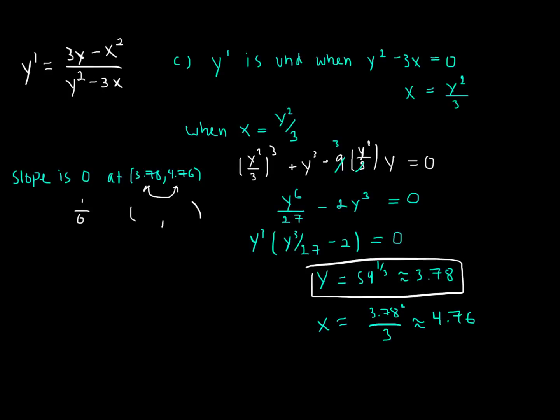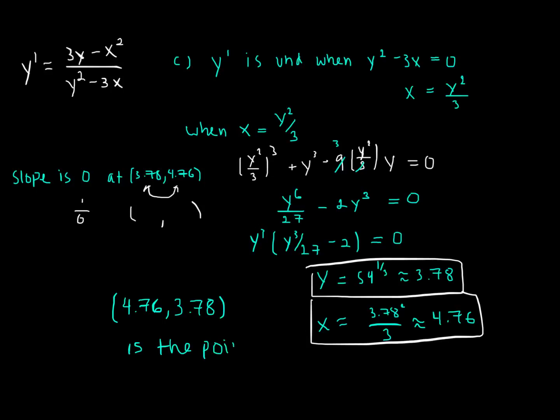So the point where the tangent is vertical is exactly the opposite of the point where the slope was 0. So I'm going to have the point 4.76, 3.78 as the point A. That's the point that is labeled on page 164.